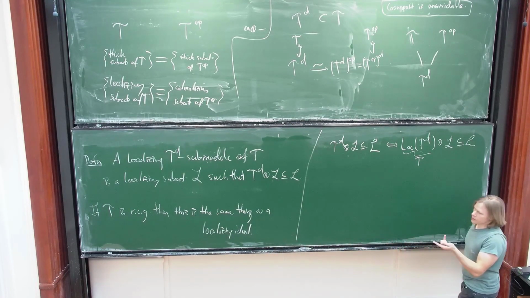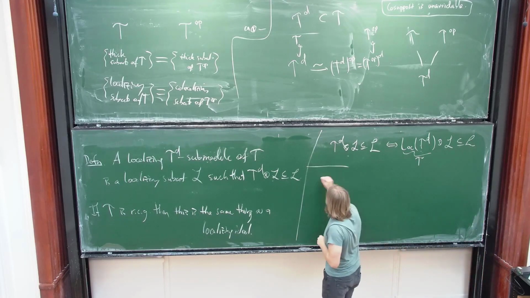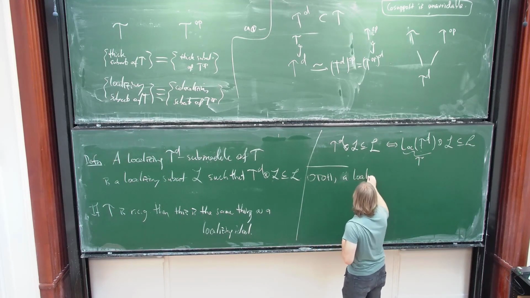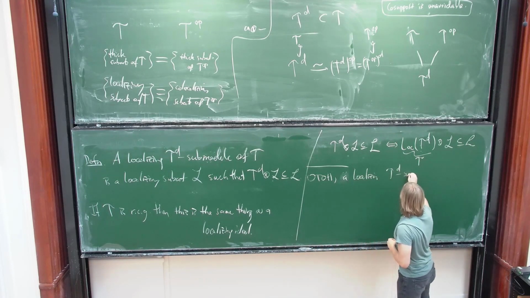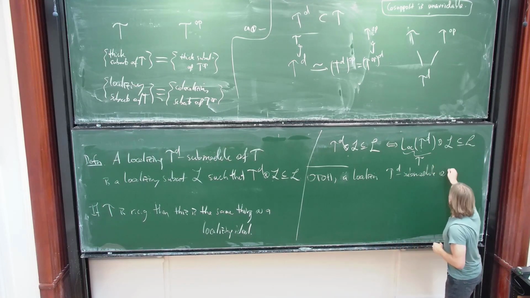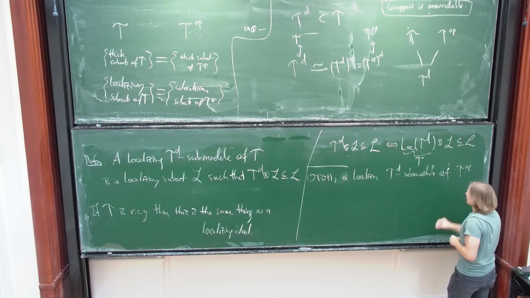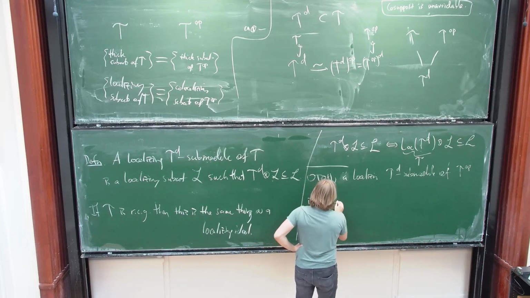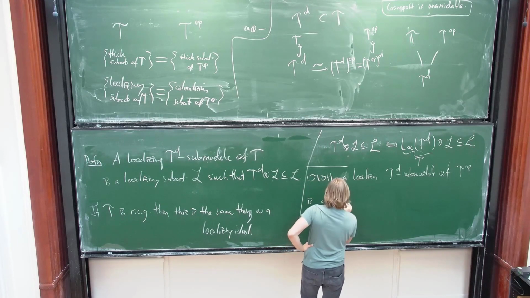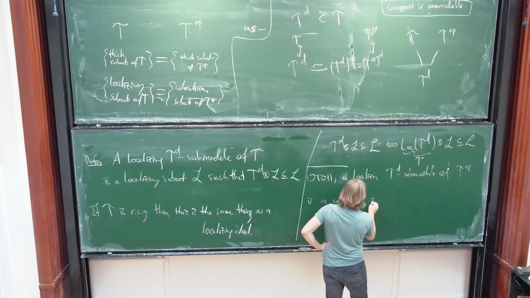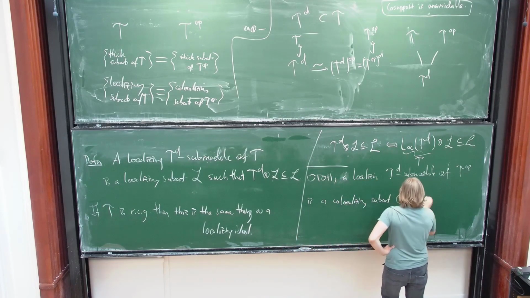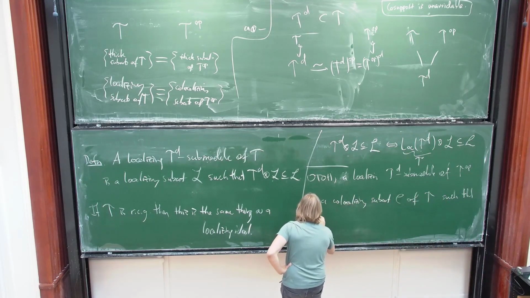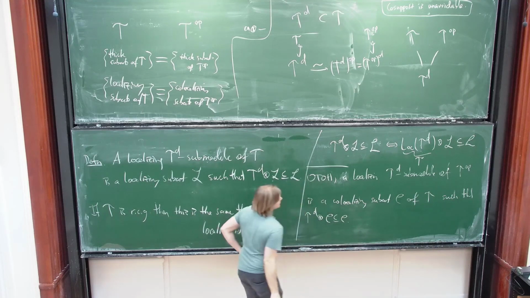What if we consider T op though? So on the other hand, a localizing TD submodule of T op, what is it? It's a localizing subcategory of T op, in other words, a co-localizing subcategory C of T such that TD tensored with C is contained in C.